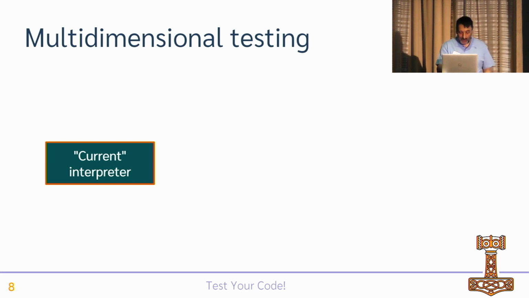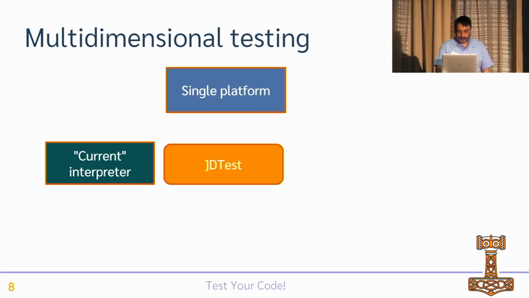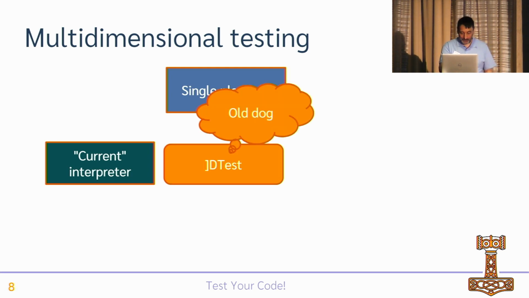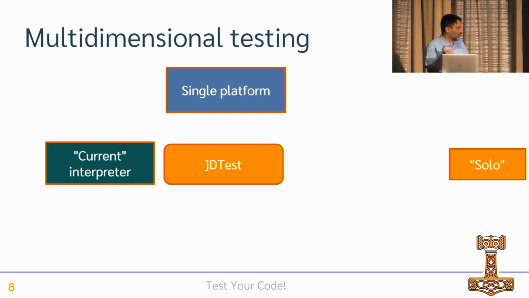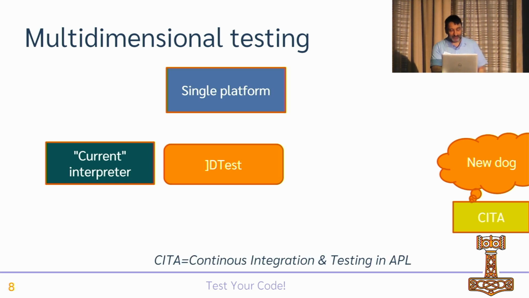What we have seen so far was testing your code on the current interpreter, on the current platform you are running on, using DTest, the old dog, and I call this the solo dimension. Now there's a project at Dyalog that we are undertaking. That's the new dog, that's CETA. CETA stands for Continuous Integration and Testing in APL.